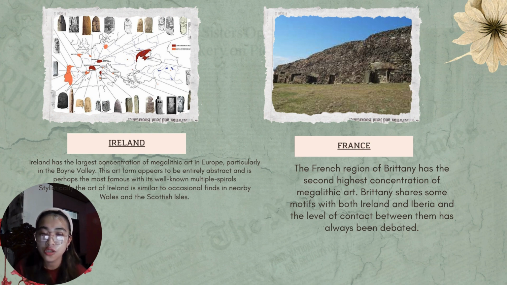The French region of Brittany has the second highest concentration of megalithic art. Brittany shares some motifs with both Ireland and Iberia, and the level of contact between them has always been debated. Among the most famous examples are the passage grave at Gavrinis and the Barnenez Mound.